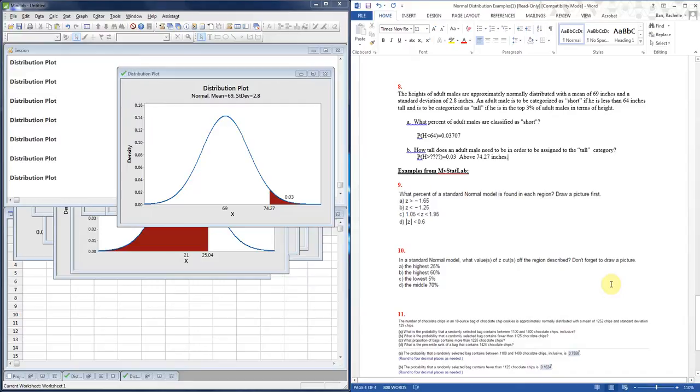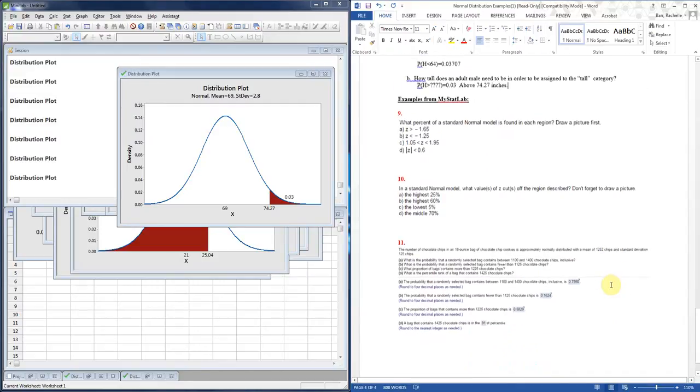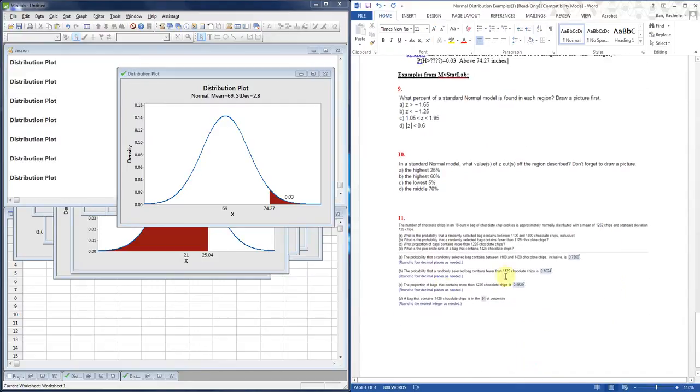Shoot, I'm running low on time. I think I'm going to do the examples from MyStatLab as a separate video because this video is now way too long. So I'm going to stop this and then do a separate second video for the MyStatLab ones.